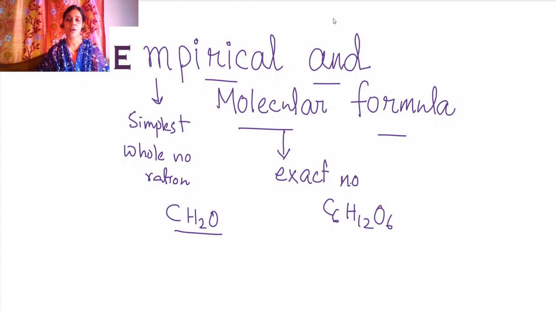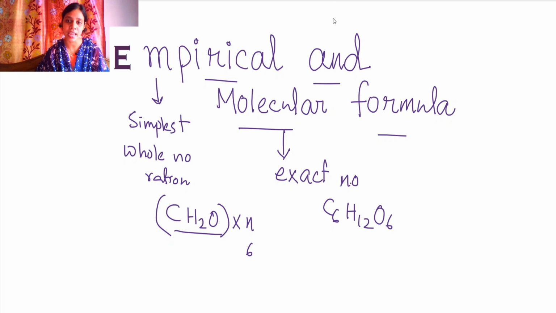Okay, now how can we get molecular formula from empirical formula? If I multiply this CH2O with the N factor, then I will get its molecular formula. Here the value of N factor is 6. That's why when I multiply this CH2O with 6, I'll get C6H12O6, which is the molecular formula of glucose.